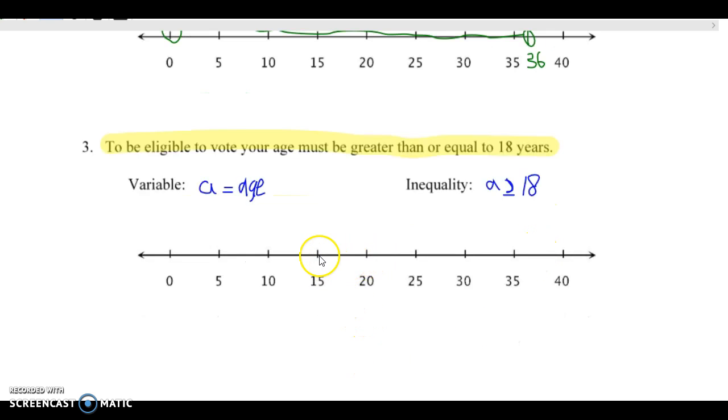So 15, 18 is somewhere over here. We're going to have a closed circle at 18, which means you could be 18 to vote. You can be 18 years of age to vote. And any age that is greater than 18 is good.